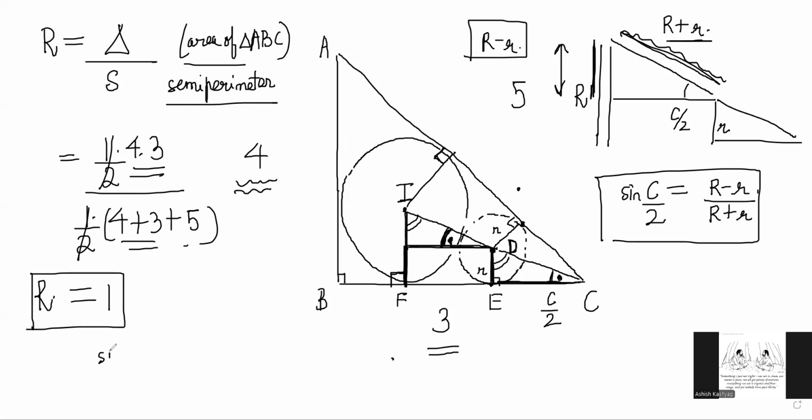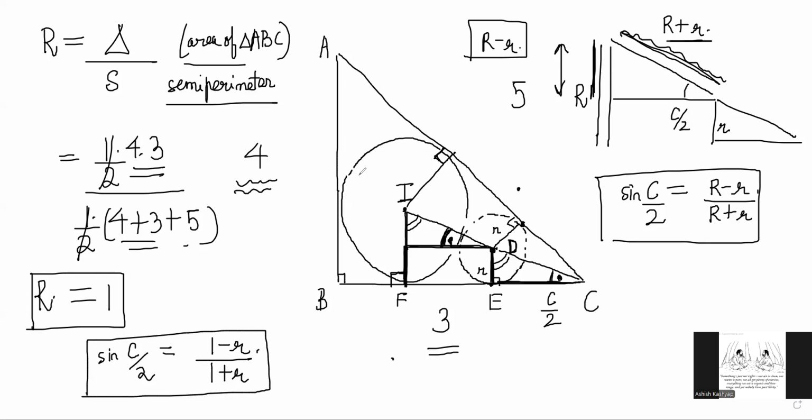So now I get the relation sine C by 2 is equal to 1 minus r by 1 plus r, right? And since the triangle sides were known, I can easily find sine C by 2, right? So let's do that on the next screen.